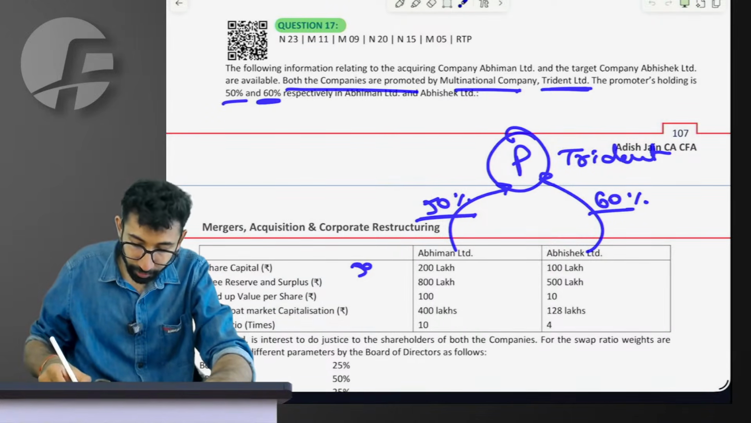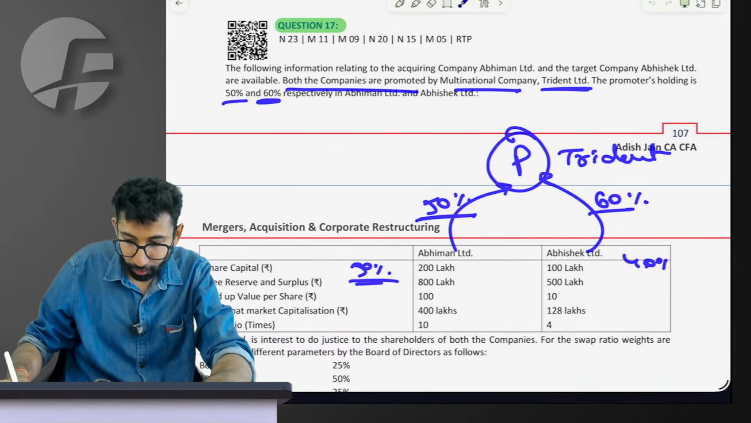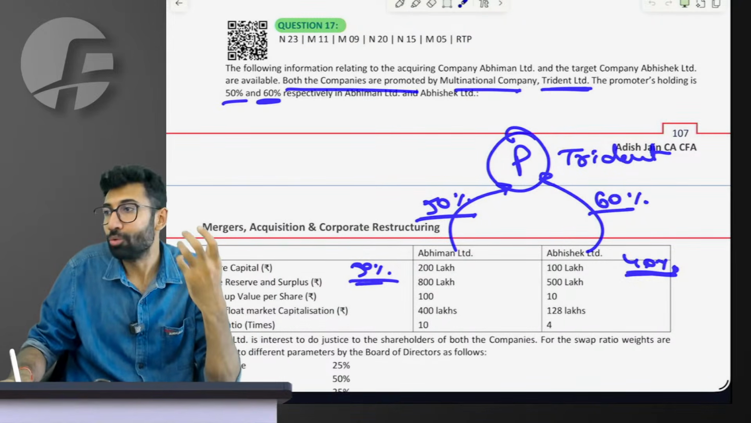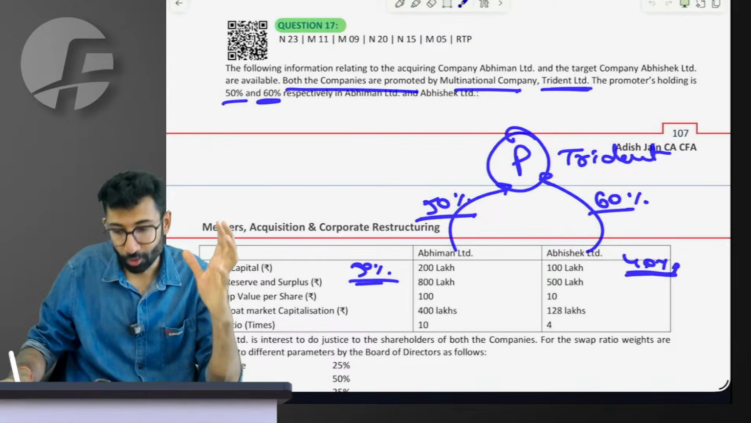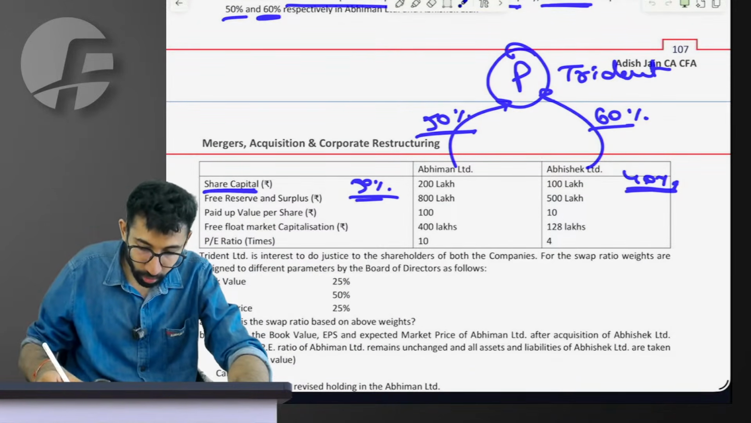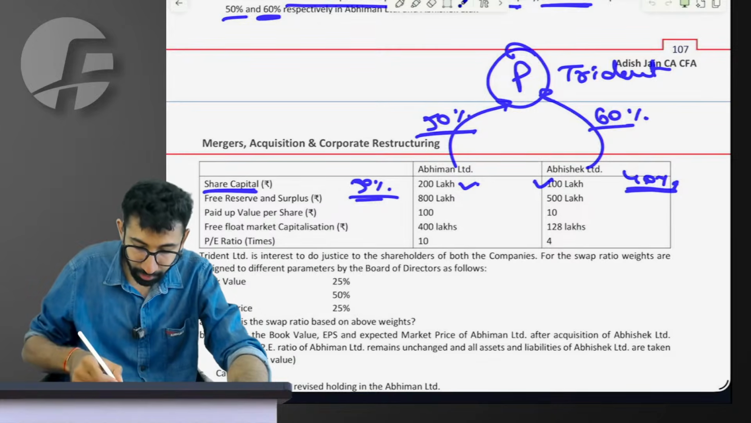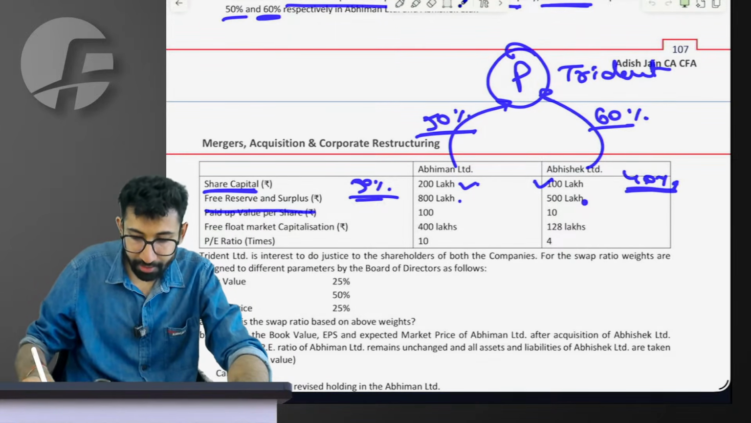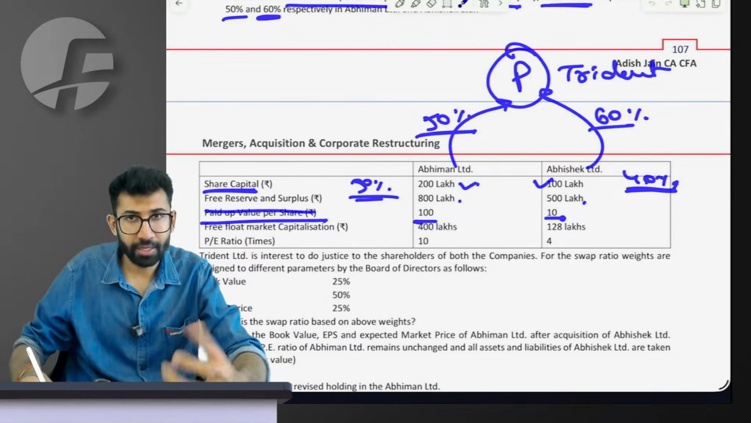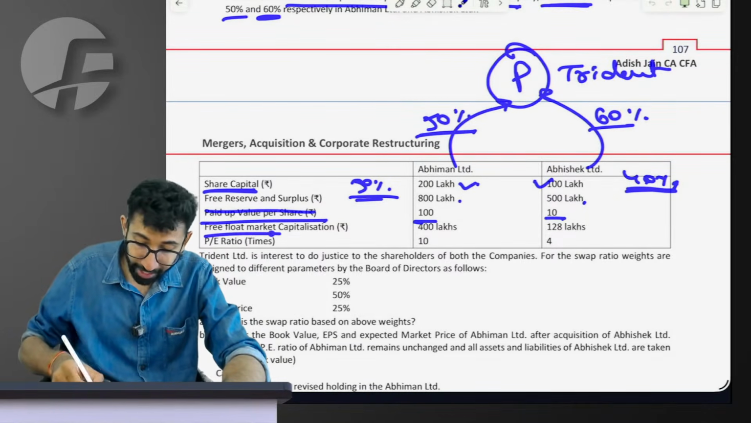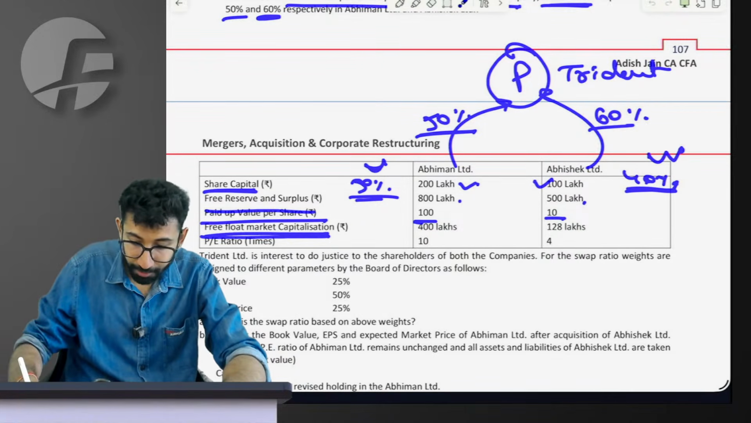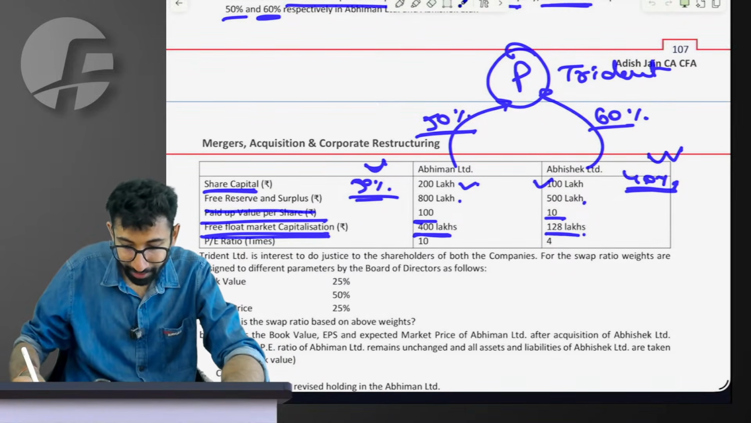Which means the rest of the 50% of Abhiman and the rest of the 40% of Abhishek is held by the public in general. That is a freely floating, that is a free float holding. Another information is given. Share capital total of the company 200 and 100 lakhs given. Free reserves and surplus, which means reserve surplus given 800 and 500. Paid up value per share, which means kind of face value per share, given. Free float market cap. The market cap, which represents this 50 and 40% part, has been given as 400 and 128 lakhs.